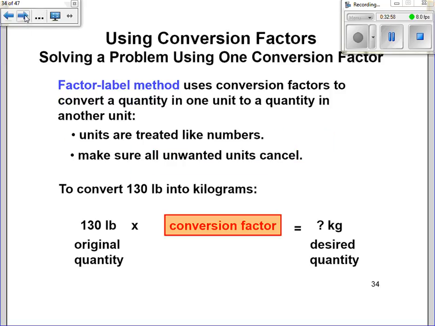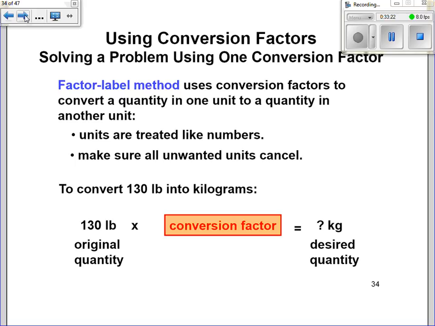We're going to use what's called the factor label method, or you may have heard it referred to as dimensional analysis. Ooh, big scary words. Okay? The factor label method uses conversion factors to convert a quantity in one unit to a quantity in another unit. The units are treated like numbers. The units have to cancel.